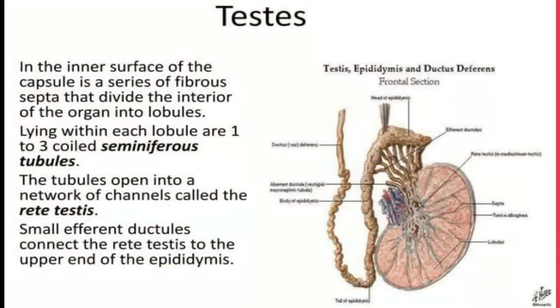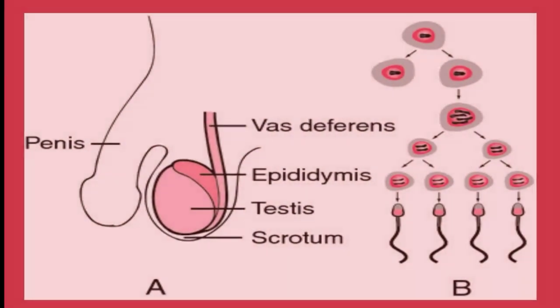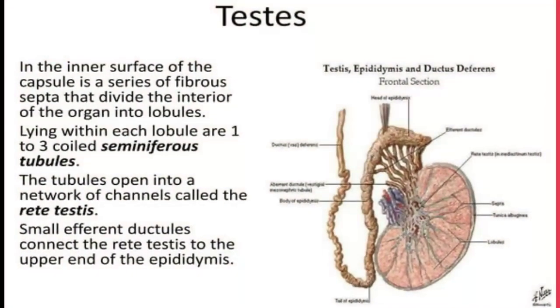The testis is the primary sex organ of the male. It is oval in shape. Its length is 4 to 5 cm and width is 2 to 3 cm. Each testis has about 250 testicular lobules. Each lobule contains 1 to 3 coiled seminiferous tubules. Each such tubule opens into a network of channels known as the rete testis.